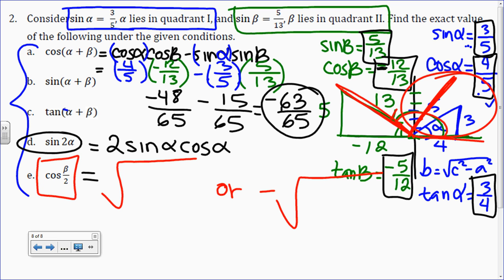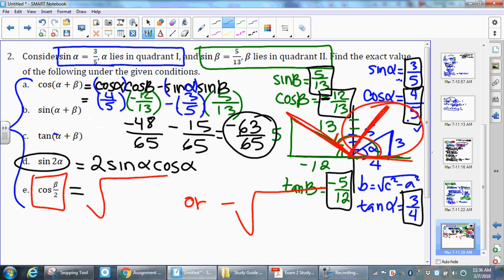So I'm going to pause the video so I can print those formula sheets. Thanks.